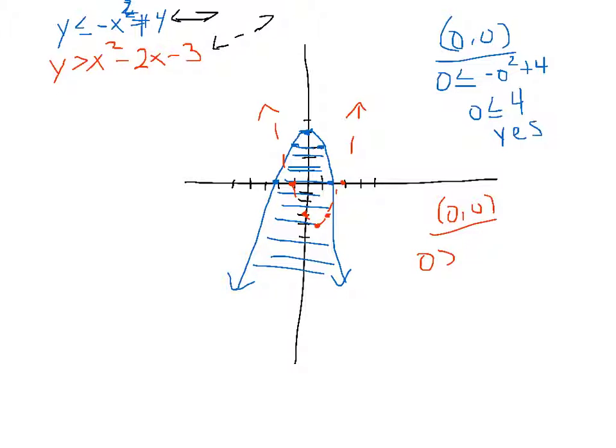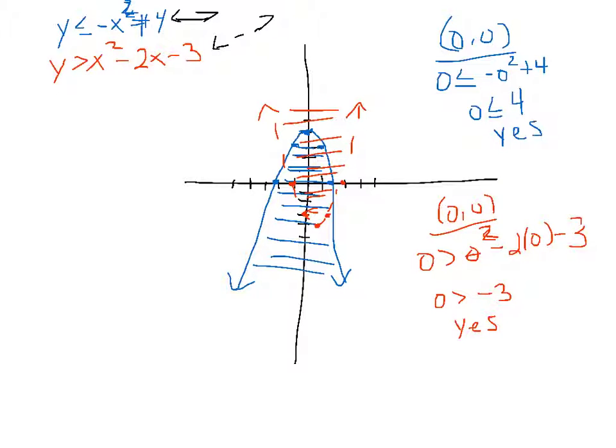If we test the point (0, 0), we'd have 0 greater than 0 squared minus 2 times 0 minus 3, which would give us 0 is greater than negative 3. Once again, this is true. So that means we would shade inside my red parabola.